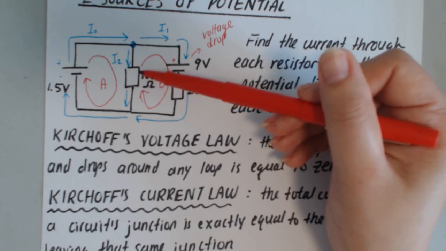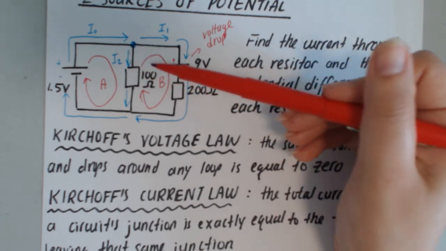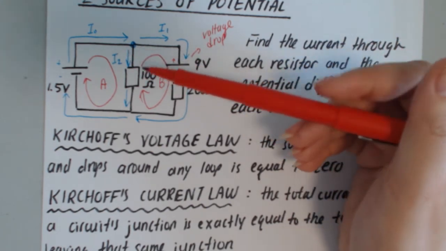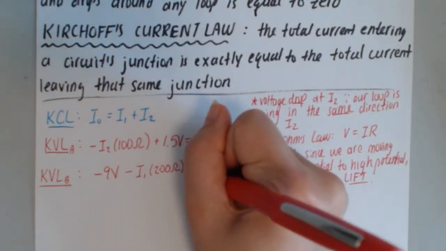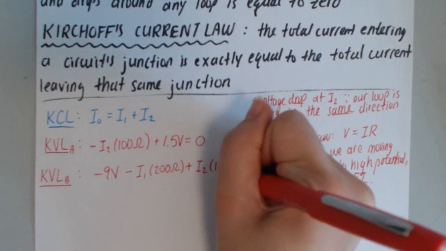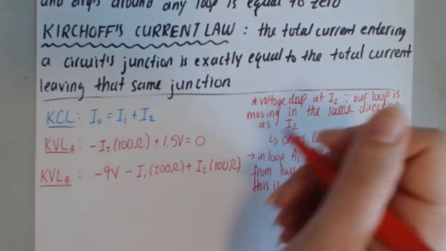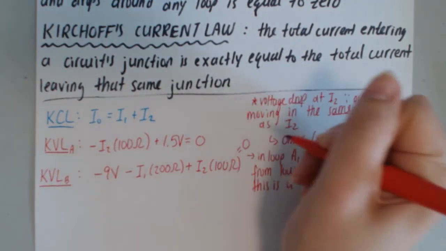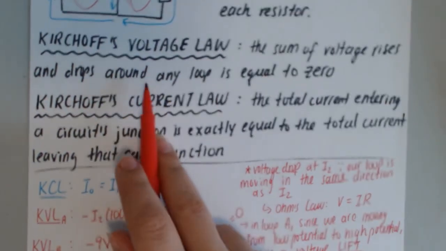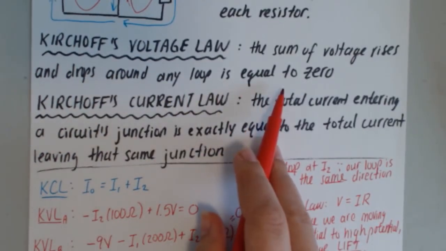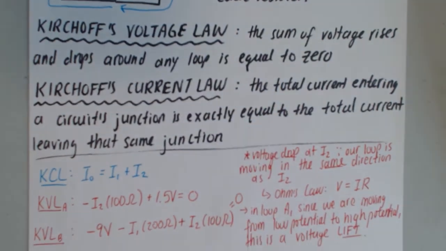All right, so what's the gain going to be? It's voltage, so it's current times resistance. I2 times 100 ohms. And since it's a gain, I'm going to write it like this: plus I2 times 100 ohms. And all of this, running out of space, is equal to 0 due to Kirchhoff's voltage law, right? The sum of the voltage rises and drops around any loop is equal to 0.